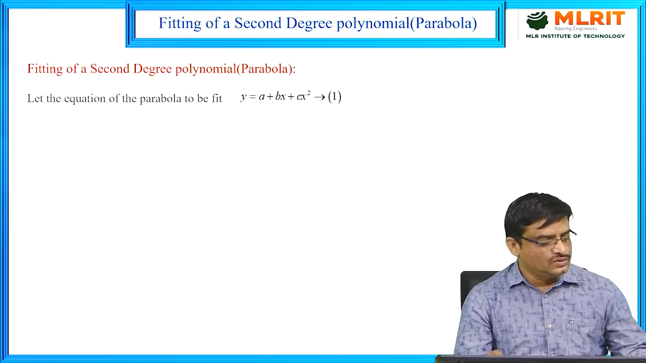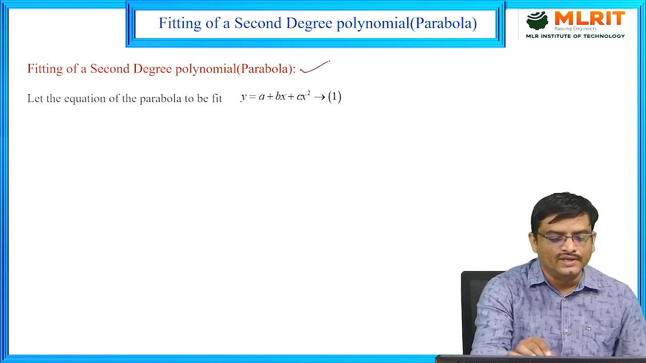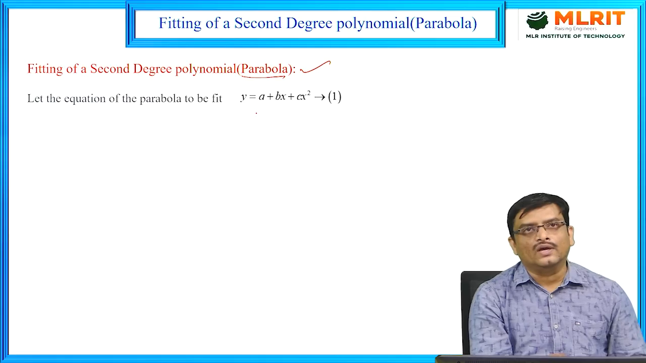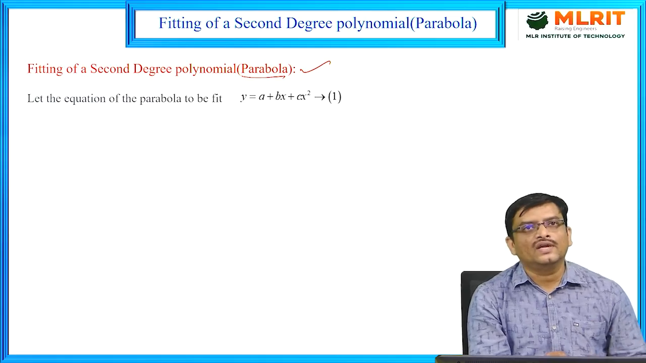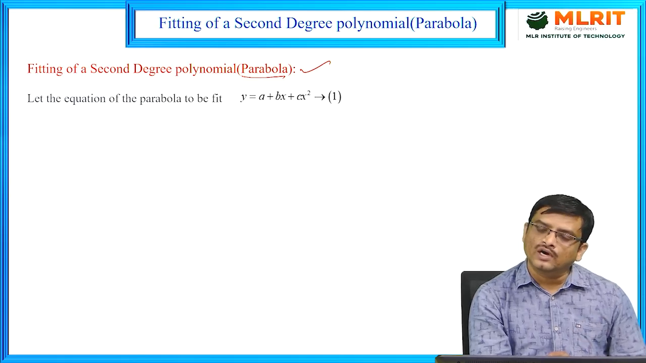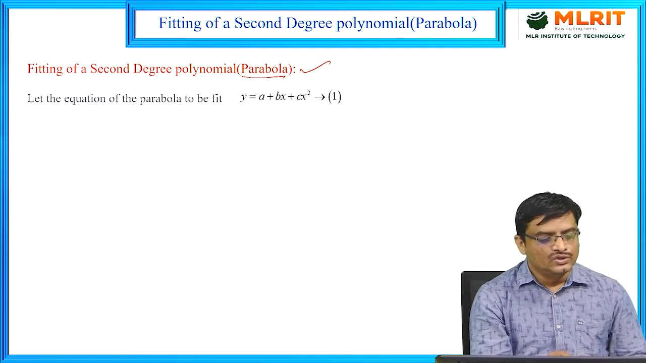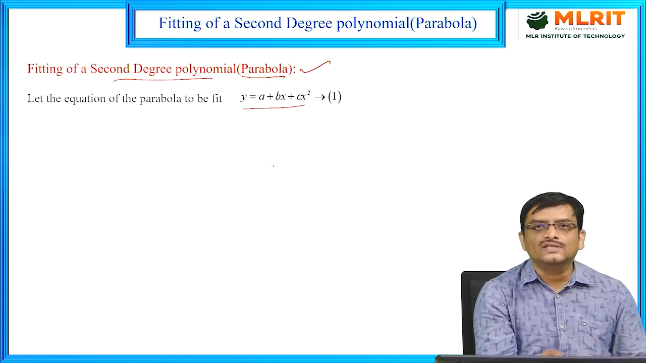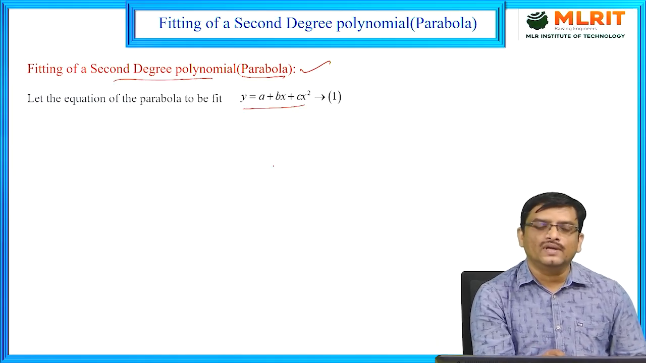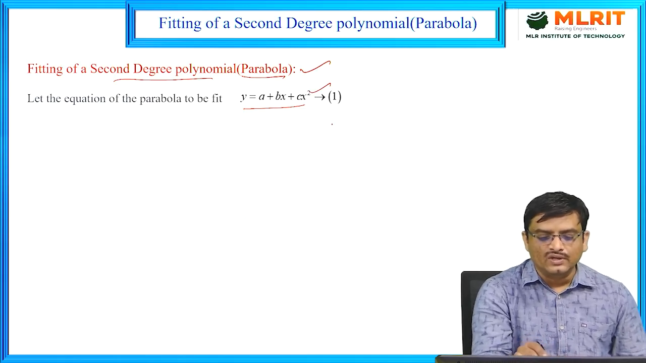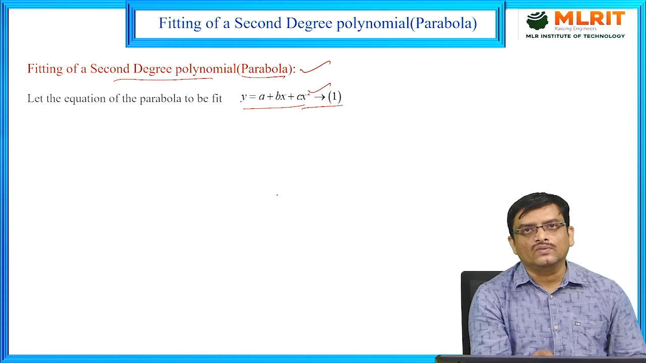Okay. So next we will go for the next curve, that is the second degree polynomial, or we can call it a parabola. Now how to fit a second degree polynomial for the given data by using the least square approximation method, or method of least squares. For this, I have taken the standard second degree polynomial: y is equal to a plus bx plus cx square. Consider this as equation 1.